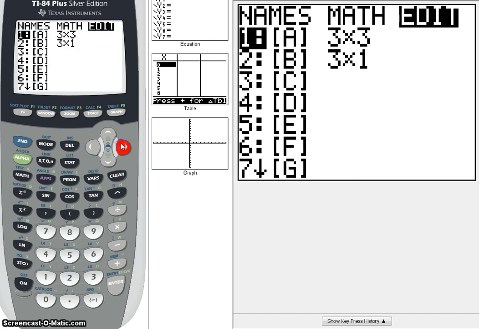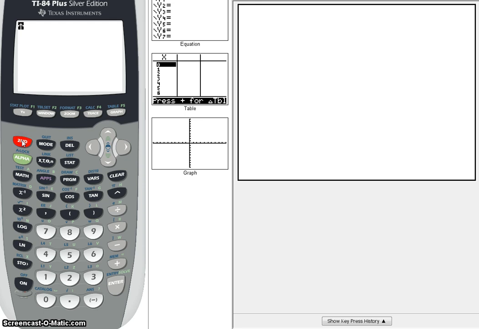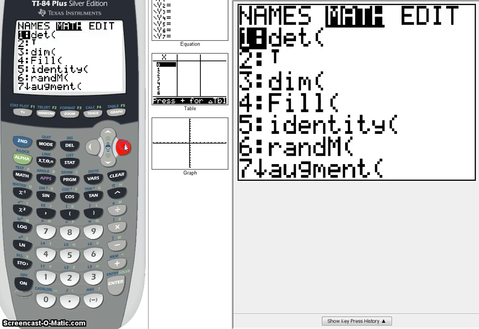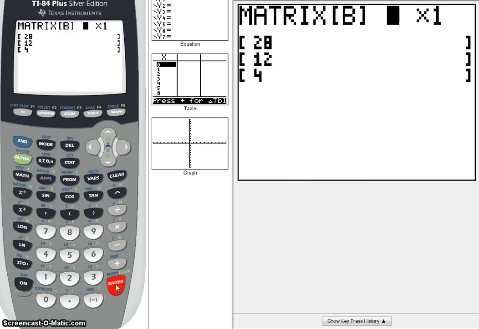Under the A matrix, I put in the matrix that we were just looking at, the 4, the -2, the 4. That's our matrix there. Under the B matrix, I wanted to assure you that I entered in all of the different numbers. You just didn't have to see me enter them. The constants are 28, 12, and 4.